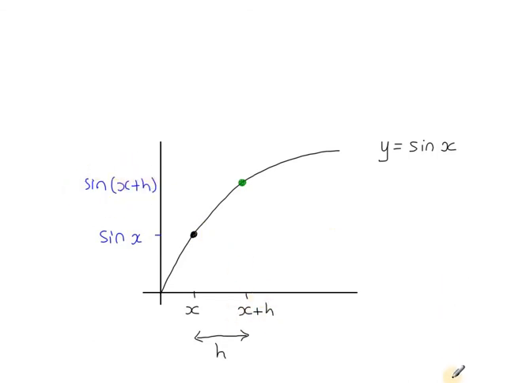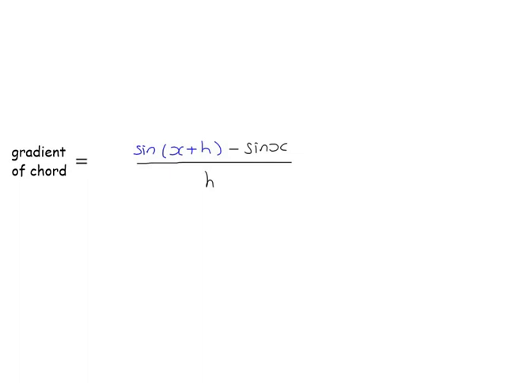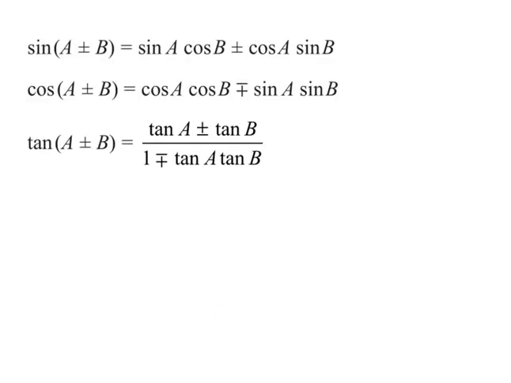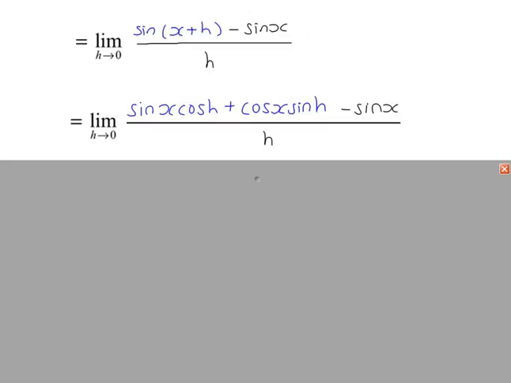Now we just need to do the change in y over the change in x, and here is a chord joining my 2 points. So I'm going to move this point, the green one, closer and closer to the original point. So the gradient of the chord, change in y over change in x. And then I need to make h really small, which means the 2 points are really, really close together. Now I need to expand this. Here are the addition angle formulae, the identities, and we're going to use this one. So we get this.